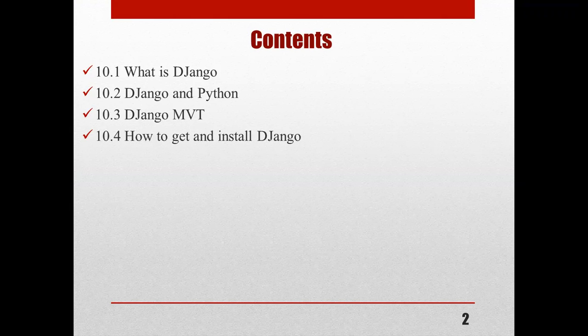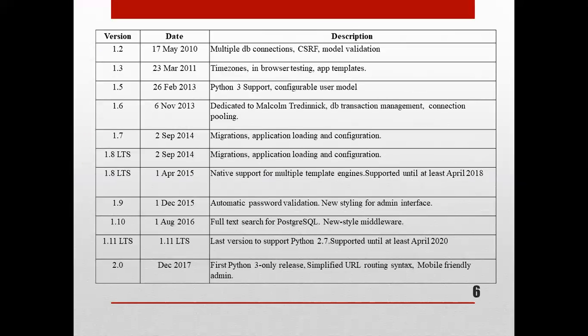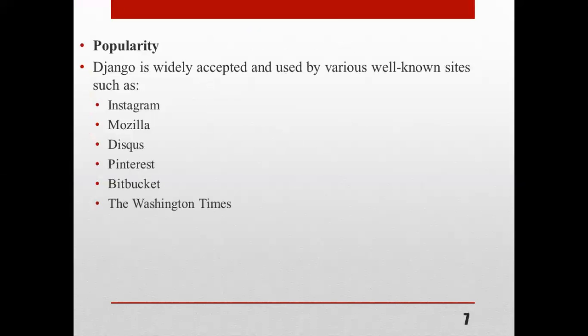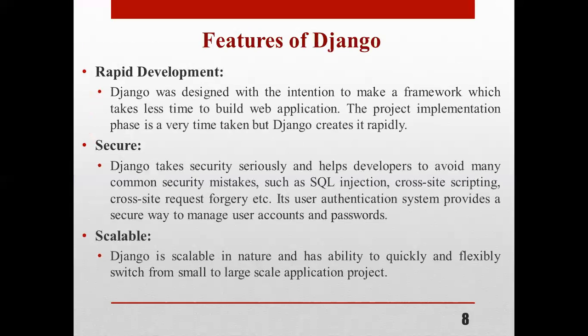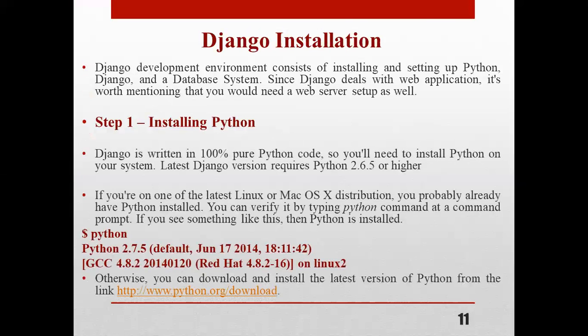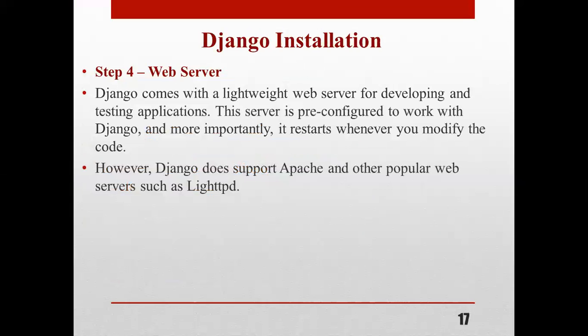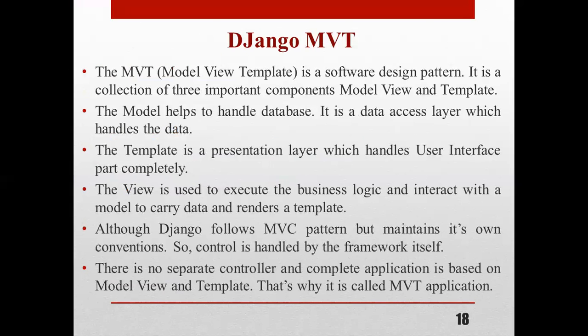In the last session, we have seen what is Django, and how to get and install Django. Then we have seen the features, history of Django, popularity of Django, advantages of Django, then the installation process for Django on the Linux platform and for the Windows platform. Now in this session, we are going to continue with Django MVT.